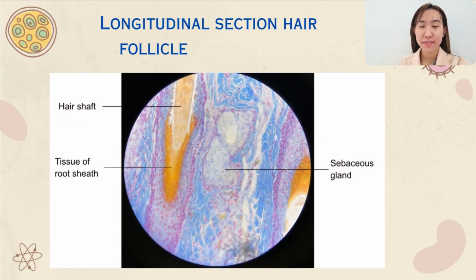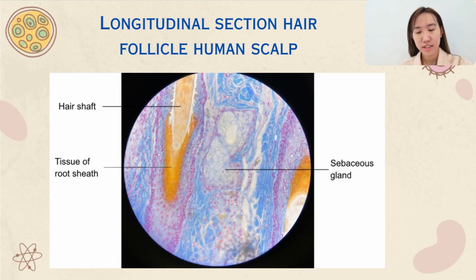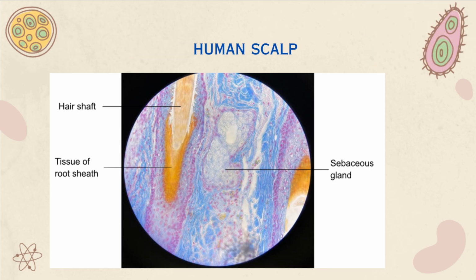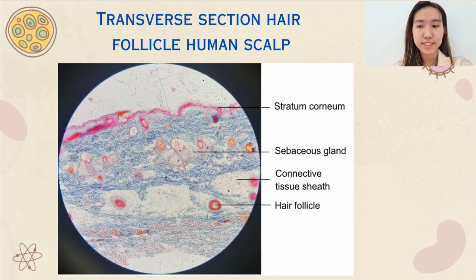Hi guys, my name is Ewan and I'm going to present the longitudinal section of a hair follicle of human scalp. As you can see in my slides, there are hair shaft, tissue of root sheaths, and sebaceous gland. The hair shaft is the visible part of the hair that sticks out of our skin. The tissue of root sheaths is below the hair shaft, and the sebaceous gland is beside the tissue of root sheaths. Following next is the transverse section of a hair follicle of human scalp.